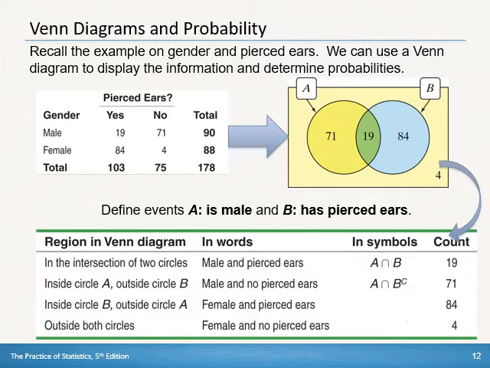All right, inside circle B but outside circle A, that would be the blue crescent. So that would be the intersection of B and not A. Or in this case, it doesn't really matter the order. In this case, they said not A and the intersection of that and B. So that's the 84 people. So that's the people with pierced ears that are not male, right? So that's the females with pierced ears. And then outside both circles, that would be the complement of A intersection the complement of B. So not in either one.